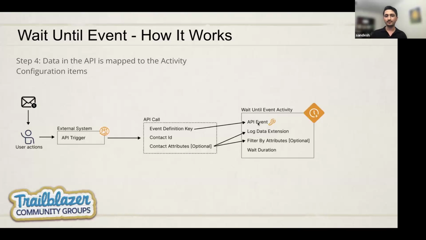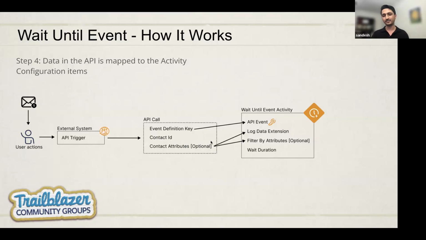Now, this mapping is not really a step, but this is just to show where the data is mapped. And I was just talking about it, right? So the event definition key maps to the API event, which is kind of like the primary key because it uniquely identifies that API event. The contact attributes are going to go into two places. One, to use as a filter on those attributes. And secondly, they're also logged into the data extension. And the contact ID, it's very clear where that's going. It's uniquely identifying that contact.